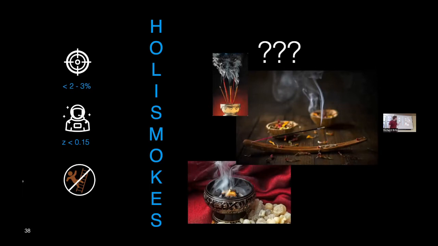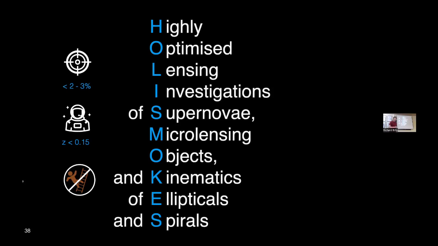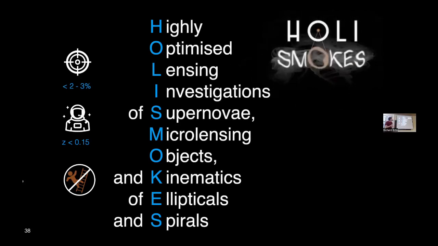The second technique is with lensed supernovae. The program is called HOLISMOKES. And what do you have to imagine when we talk about HOLISMOKES? Well, it's again an acronym. And if you found the ad hoc acronym already strange, then you will beat me for that. Highly optimized lensing investigations of supernovae, microlensing objects, and kinematics of ellipticals and spirals. Isn't that beautiful?